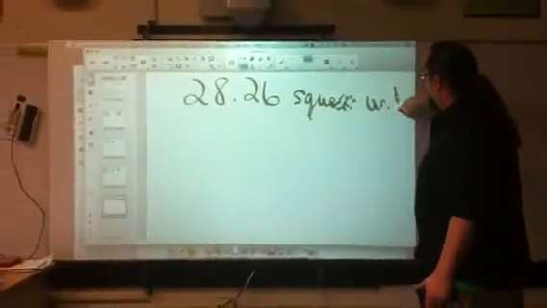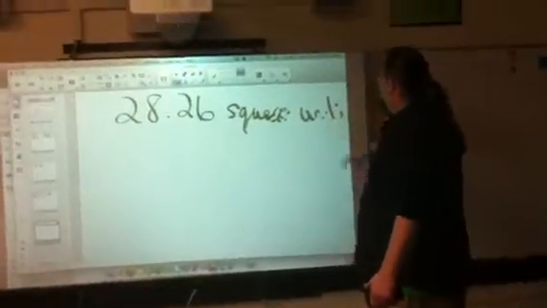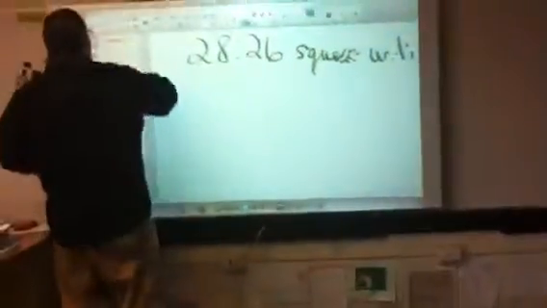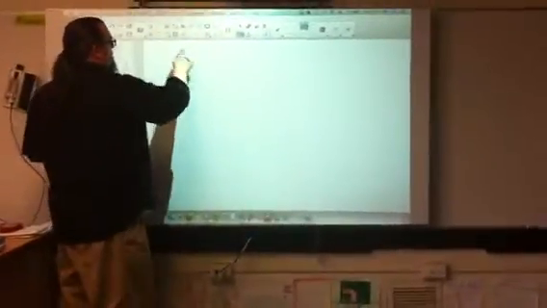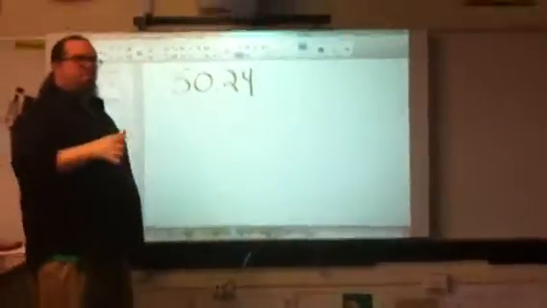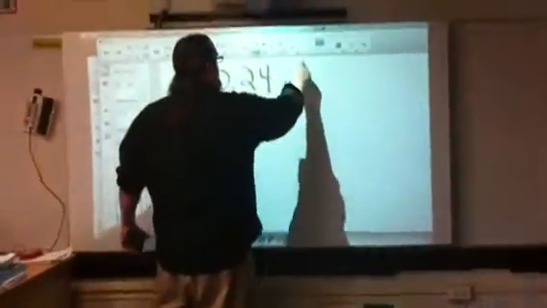units. Sorry, my smart board's acting up. Square units, right? Or units square. And the previous example, I forget the answer. I think it was 50.24, but I'm not sure. And did I give meters? I think I said meters, but I'm not sure. So it's going to be meters squared.